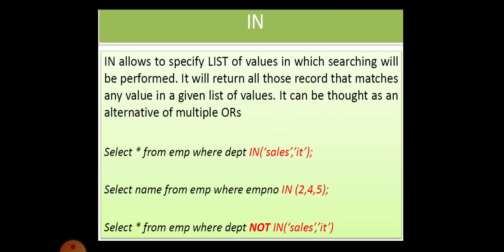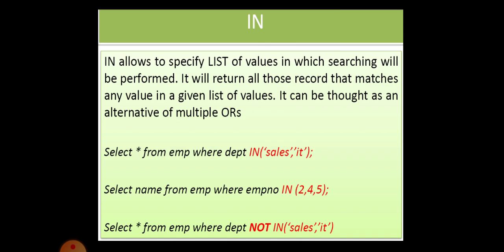Coming to the next, the IN clause. IN allows us to specify a list of values. BETWEEN specifies a range of values, whereas IN specifies a list of values in which searching will be performed. It will return all those records that match any value in a given list of values. It can be thought of as an alternative to multiple ORs.